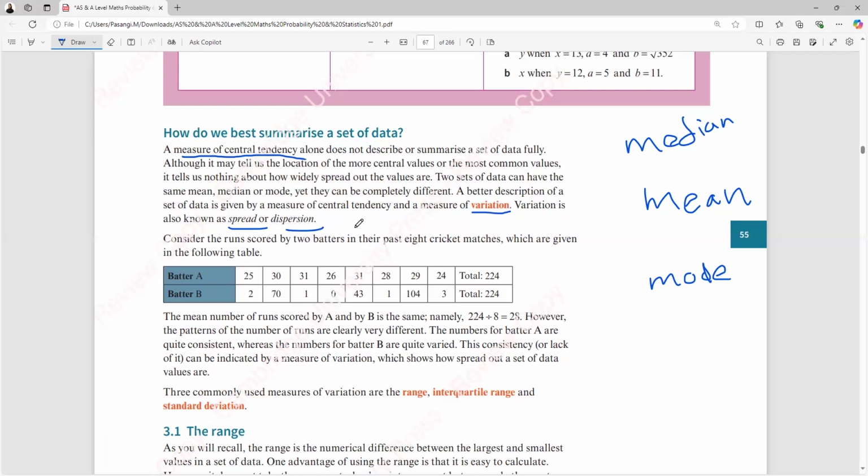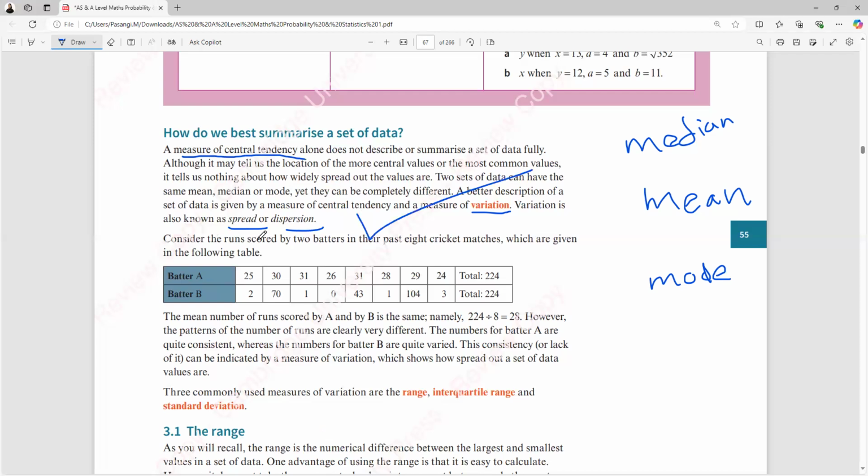So we should know why we calculate this variation, and two other names for it are spread or dispersion. If we have an idea about the spread, dispersion or variation among the data set, along with a measure of central tendency, then we might have a better and proper idea of our data set.